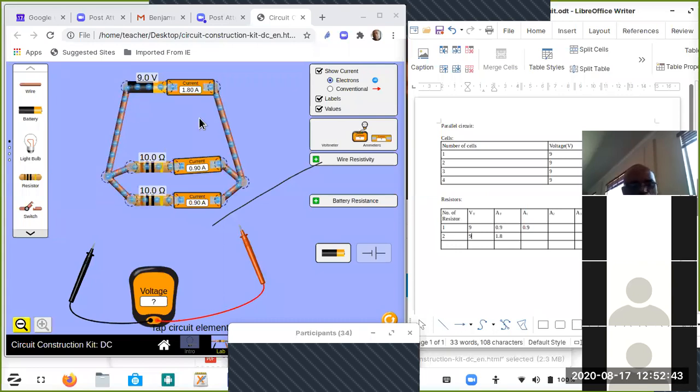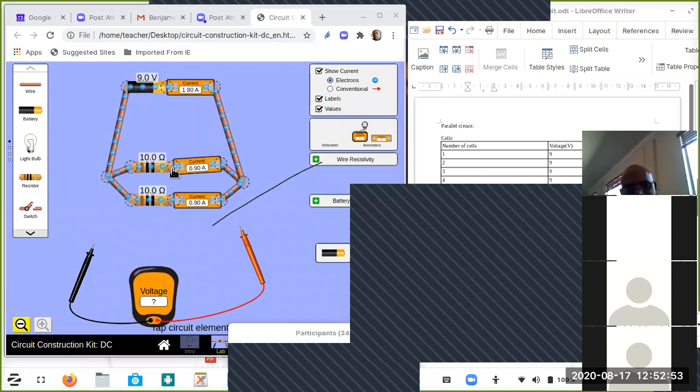And the total current flowing through the circuit is 1.8 amps. Now, if you check, what is the current flowing through the first 10 ohms? What's the current there? 0.9. So you can now see here that our current is 0.9 as is shown on the first resistor. What about the second resistor? How much current is it? 0.9. It's also the same.